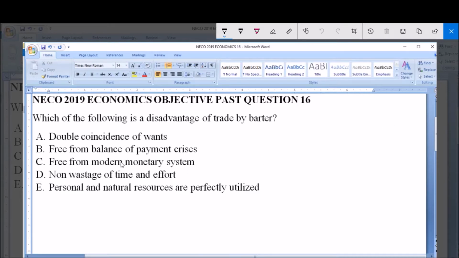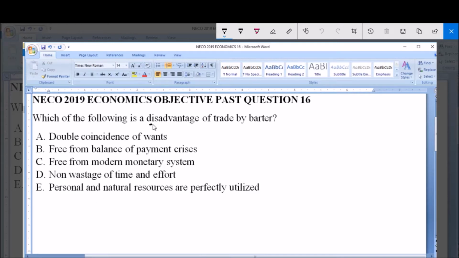Which of the following is a disadvantage of trade by barter? A. Double coincidence of wants. B. Free from balance of payments crisis. C. Free from modern monetary system. D. Non-wastage of time and effort. E. Personal and natural resources are perfectly utilized.